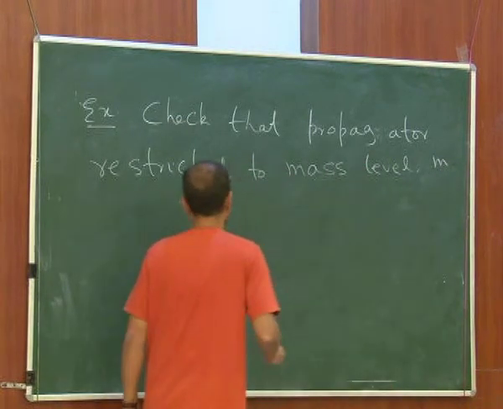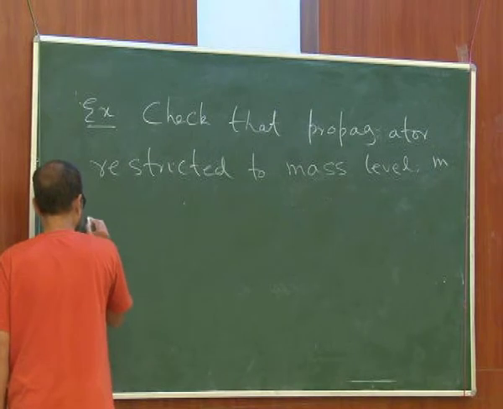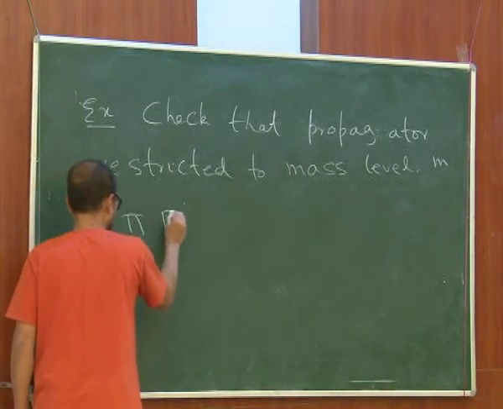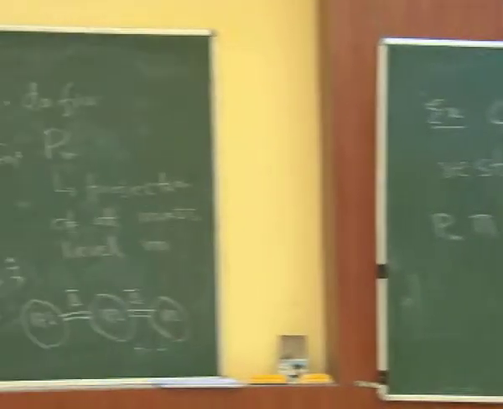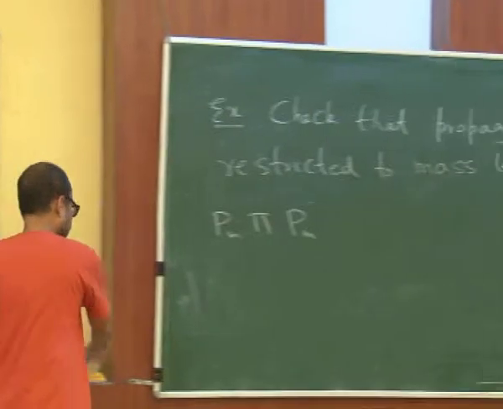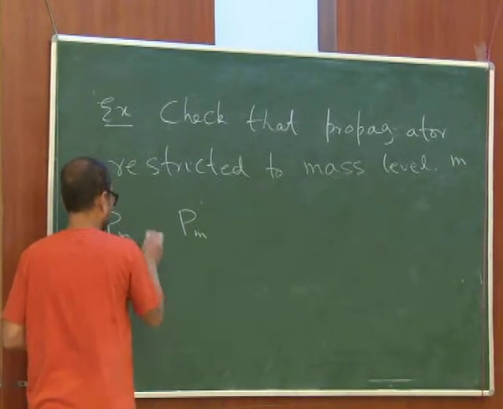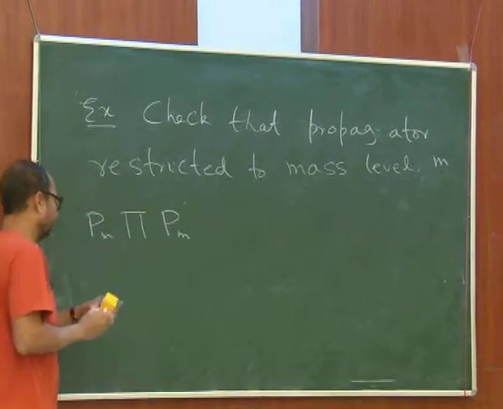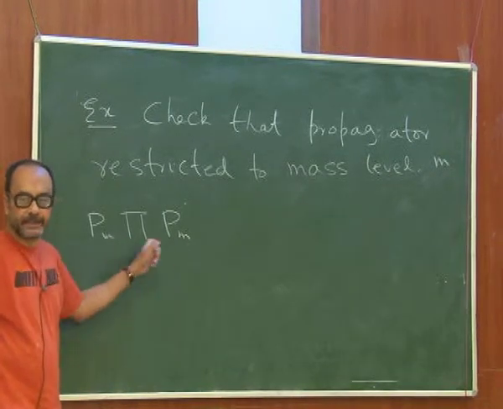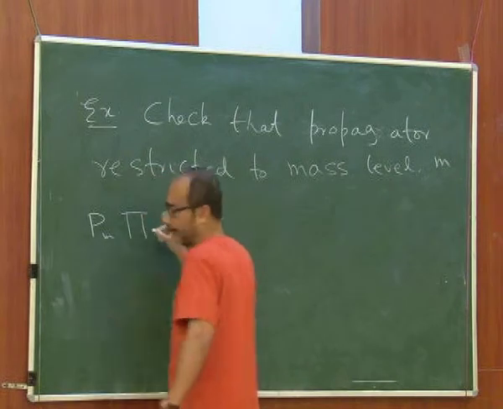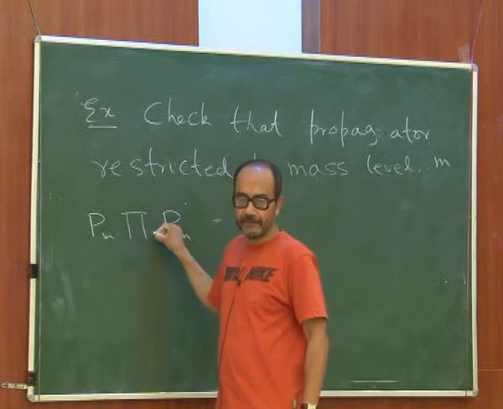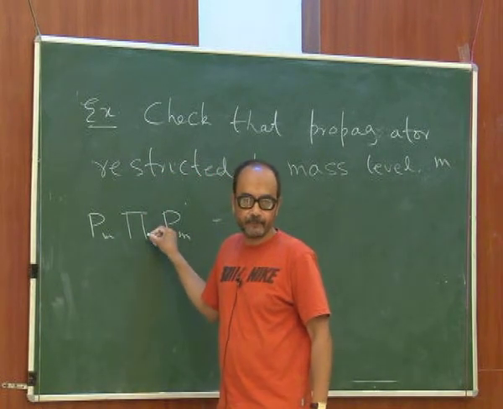Okay, what do you mean by this? All we mean by this is that we considered P_m phi P_m. Okay, we had this full propagator, capital phi. We have the same propagator, but now we restrict to states of mass level m on both sides. So that this becomes a finite dimensional matrix now, right? Because at mass level m there are only a finite number of states.